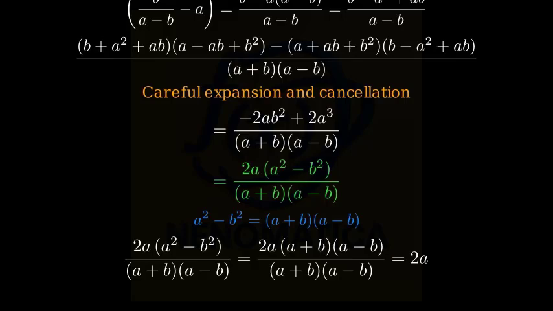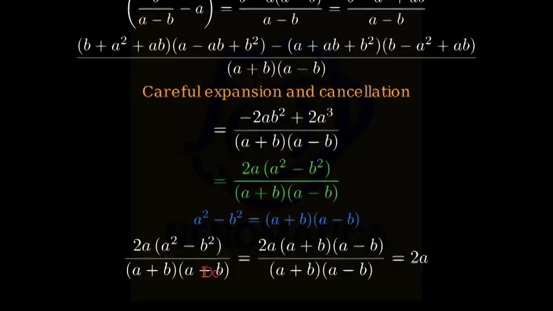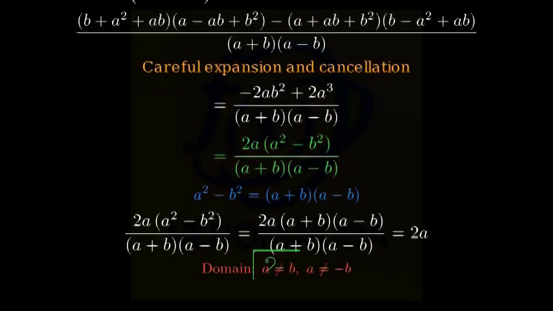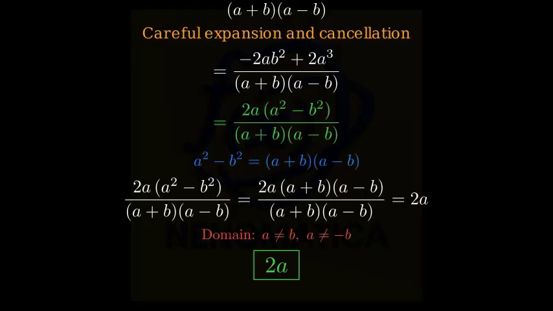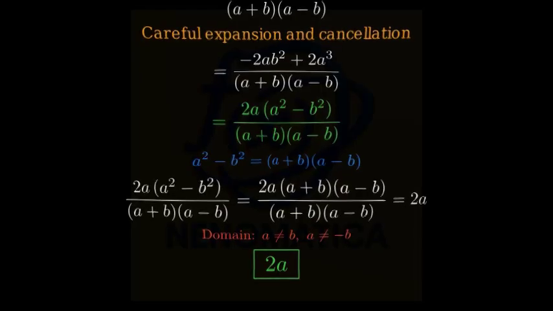Therefore, the numerator and denominator share a common factor a plus b times a minus b, which cancels. Under our assumption that a is not equal to plus or minus b, the cancellation is valid. Final result. The simplified value of the original expression is 2a with the condition that a is not equal to b and a is not equal to negative b.